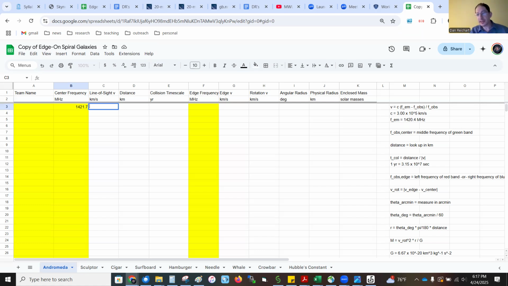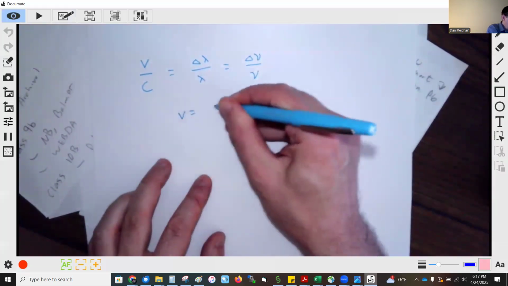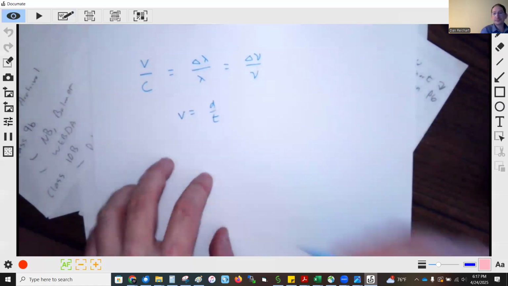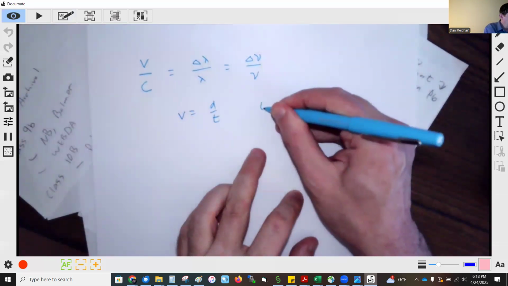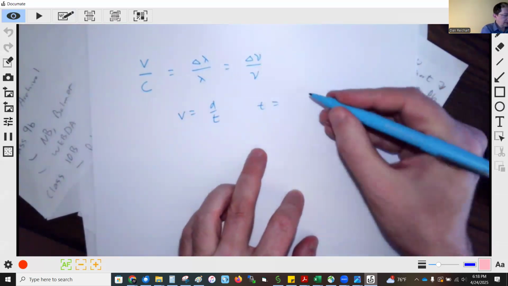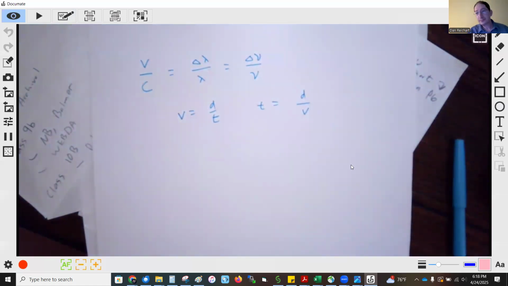Let me go back to the doc cam. So this is a very simple equation. Velocity is distance divided by time. When you're driving in your car, you drive a certain distance in a certain time, you can calculate your velocity. So flipping it around, the time until collision is the distance divided by the velocity.